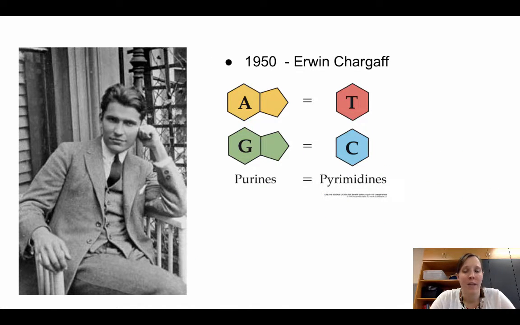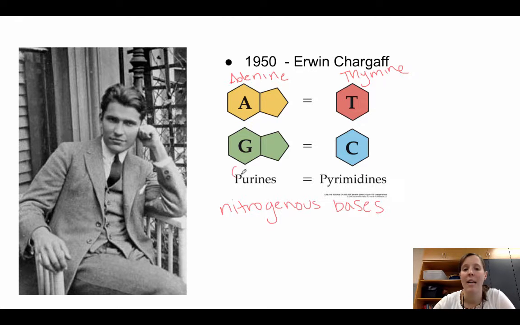So also in the 1950s, a Frenchman named Erwin Chargaff was studying what are called nitrogenous bases inside of nucleic acids like DNA. They're called nitrogenous bases because they have nitrogen in them. And there's 4 of them, and we're going to learn about them. Their names are adenine, thymine, guanine, and cytosine.